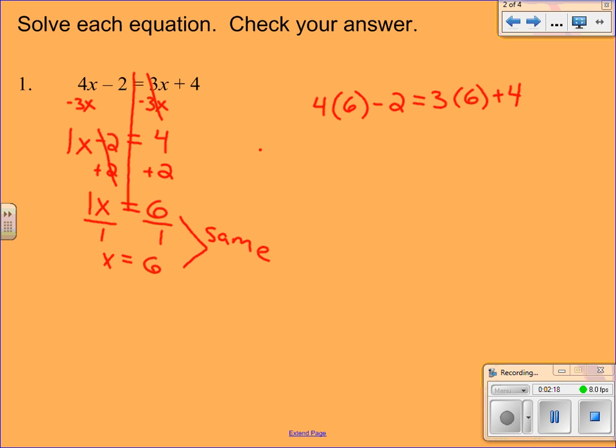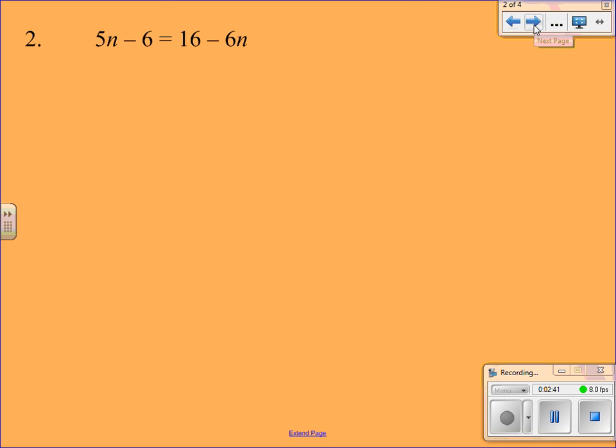So on the left-hand side, 4 times 6 is 24. Bring down the minus 2. Equals on the right-hand side, 3 times 6 is 18. Bring down the plus 4. 24 minus 2 is 22. And 18 plus 4 is 22. So the check is a little different here because we have to do some work on both sides, but the result's going to be the same. The two sides of the equal sign should be the same.